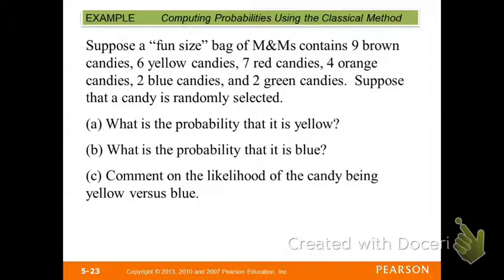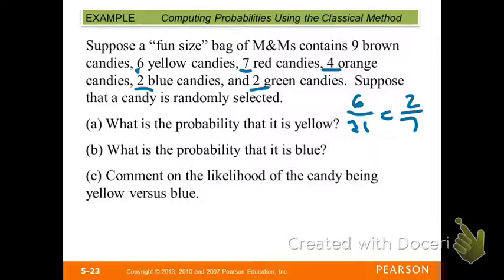So it's talking about a fun-sized bag of M&Ms that contains 9 brown candies, 6 yellow candies, 7 red candies, 4 orange candies, 2 blue candies, and 2 green candies. Suppose that a candy is randomly selected. What is the probability that the candy is yellow? Okay, so the probability that the candy is yellow is equal to the number of yellow candies, 6, divided by the total number of candies, which is 6 and 7 is 13, 17, 19, 21. 6 out of 21 simplifies to 2 out of 7, and you could assign a decimal value to that. But 2 out of 7 is between 0 and 1, so it is an appropriate way of expressing the probability.